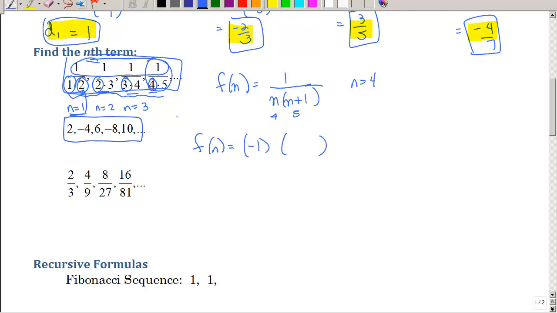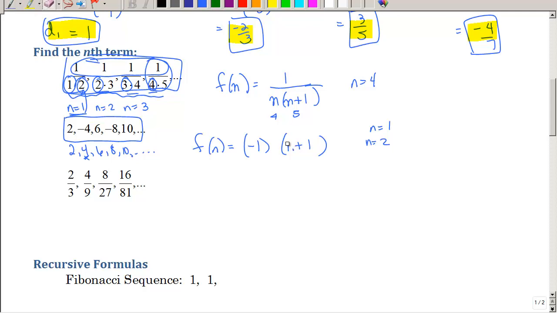Multiplied by something. So that negative is going to take care of the sign. So 2, 4, 6, 8, 10, keep going. Well, n always starts with 1. So could I do n plus 1? Would that work? Well, for n is 1, I'd get 2. But what happens when n is 2? I'd get 3. So that wouldn't work.